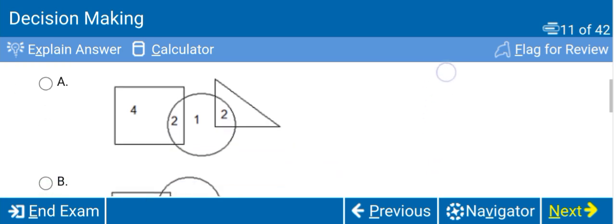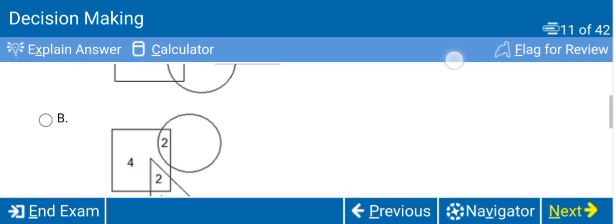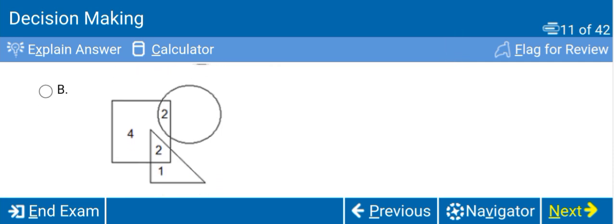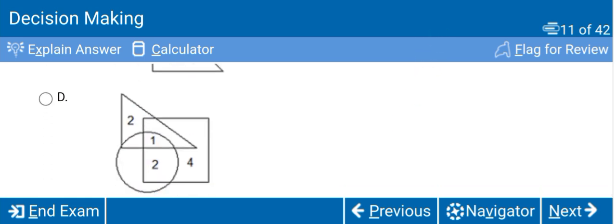So here we have option A with this diagram. You can take a look at these ones. And then we have option B. Then we have option C. Option D. So we have these 4 diagrams, and now you can select the best suitable diagram related to the information that is given above.